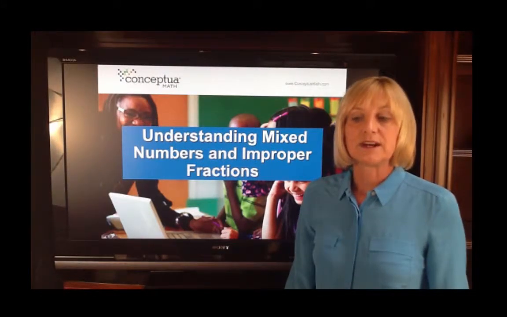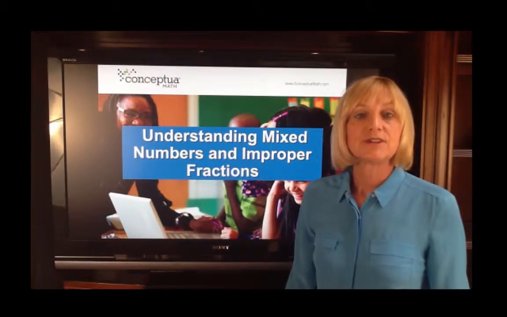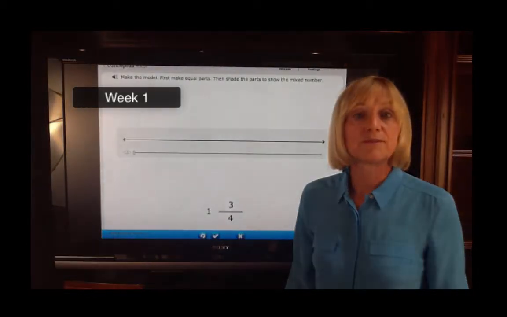Let's take a look at our unit on understanding mixed numbers and improper fractions. In this unit, students are going to learn that fractions can show more than one. They begin with the first week working with mixed numbers.